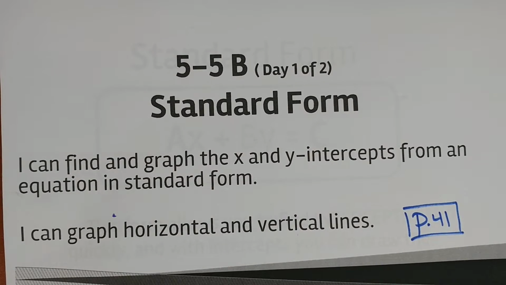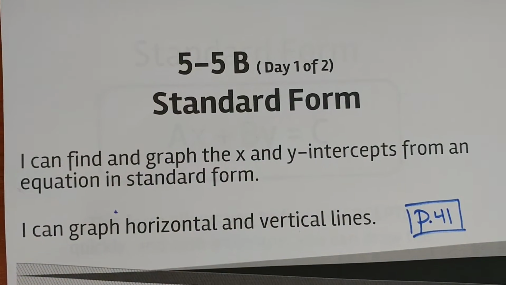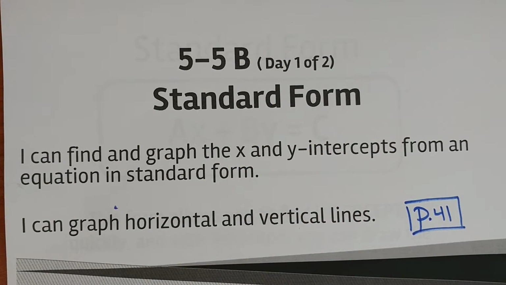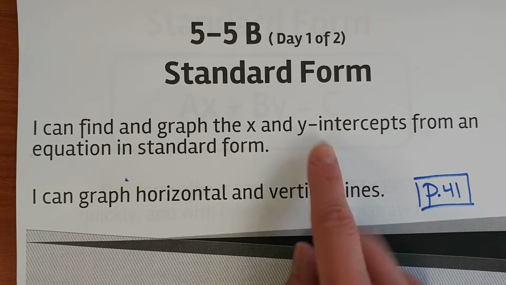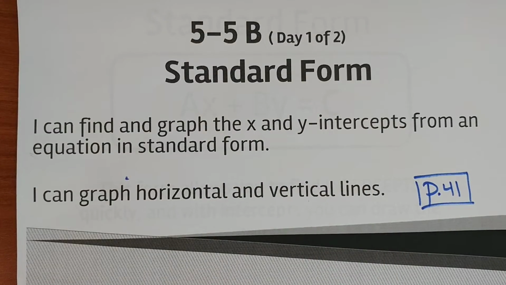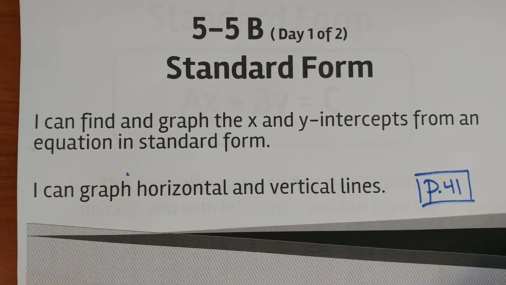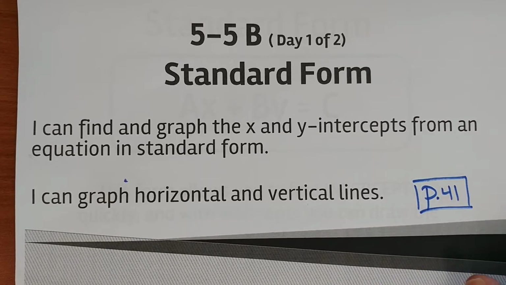All right, hi everybody. Today we're going to be doing lesson 5.5b, but we're going to be doing it in one day. So our goals are to be able to graph an equation in standard form by finding the x and y intercepts. Then we're also going to review horizontal and vertical lines. So you're going to want to be on page 41 in your notes.